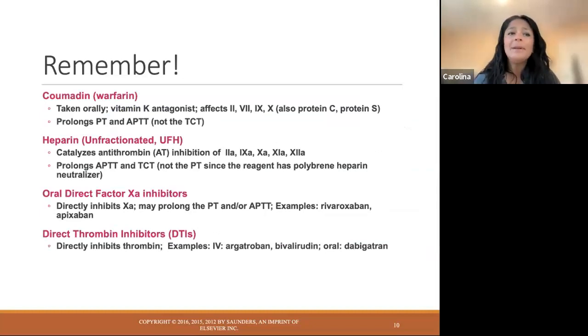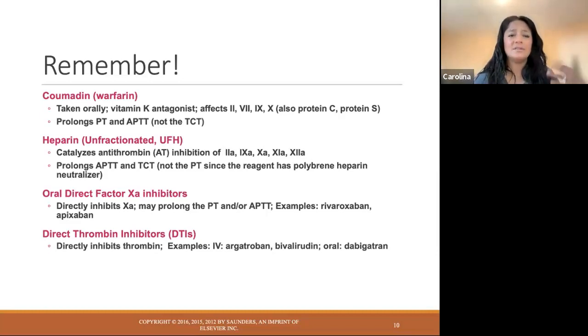So we remember Coumadin, unfractionated heparin, okay? So Coumadin, it's the warfarin, which is taken orally. It's a very common anticoagulant. It's a vitamin K antagonist, right? And we know it affects factors 2, 7, 9, and 10, but also our regulatory proteins, which are protein C and protein S. We need protein C and protein S. When a patient is on Coumadin, you cannot assess these proteins because you know they're being affected. These are also vitamin K dependent proteins.